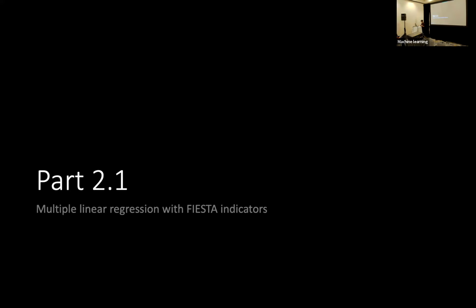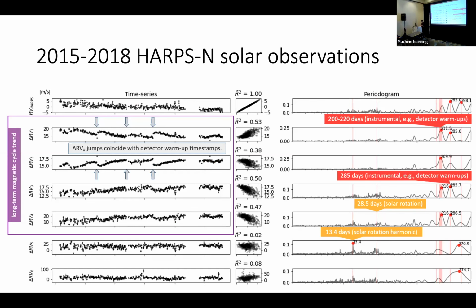So part 2: we will use multilinear regression on these FIESTA indicators, the delta RV_ks. For the 3 years of HARPS-North solar observations, we can extract the line deformation using the delta RV_ks. As you can see here, the first row is the RV time series. The following rows are the delta RV_ks that trace the line variability. And even though the RV time series looks kind of continuous, in the first 2 modes of the delta RV_ks we can see these jumps in the time series corresponding to the detector warm-ups that Xavier Dumusque mentioned earlier in the conference.